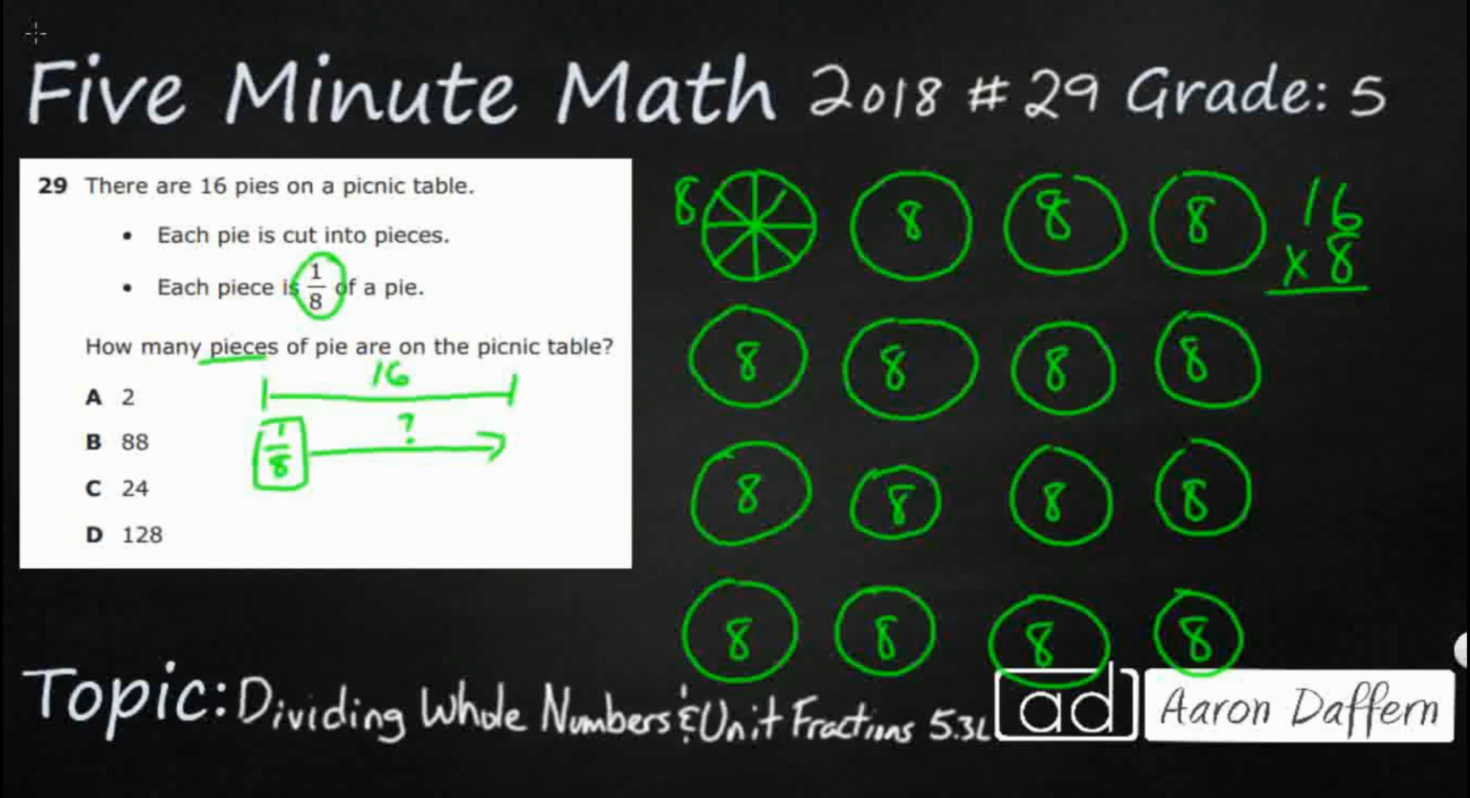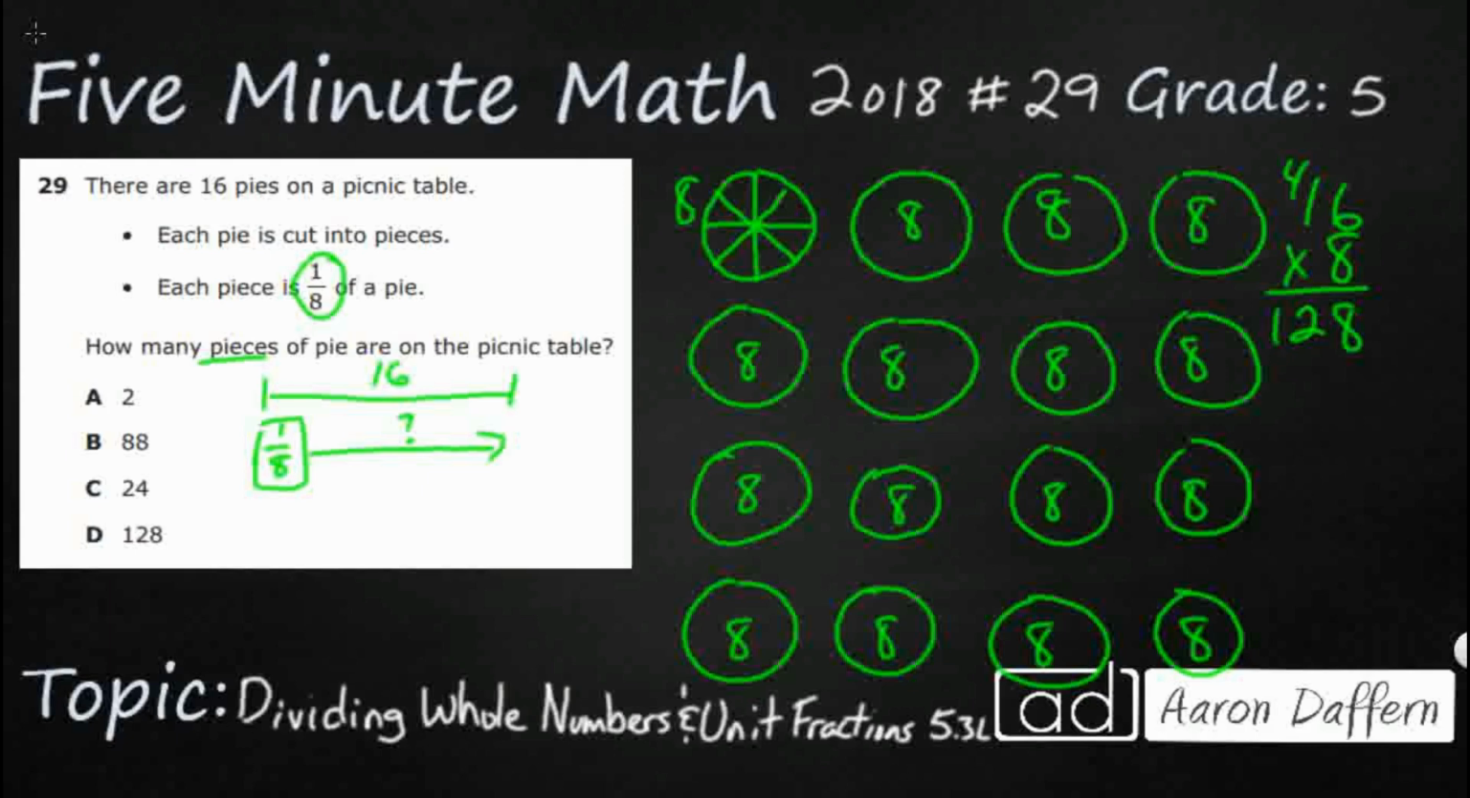So let's see what we have here. 16 times 8. Well, 6 times 8 is 48. That's going to be 8, add the 4 is 12, so 128 pieces of pie. Well, that is an answer choice D.